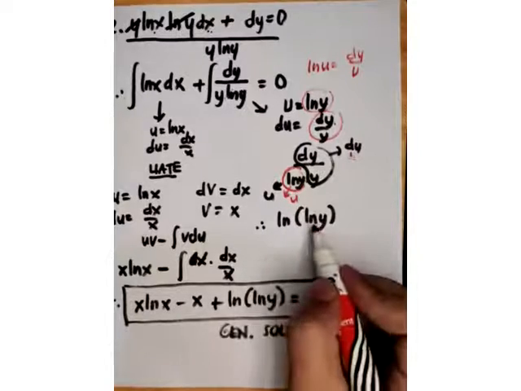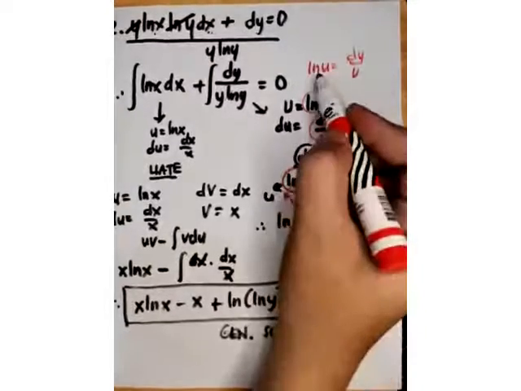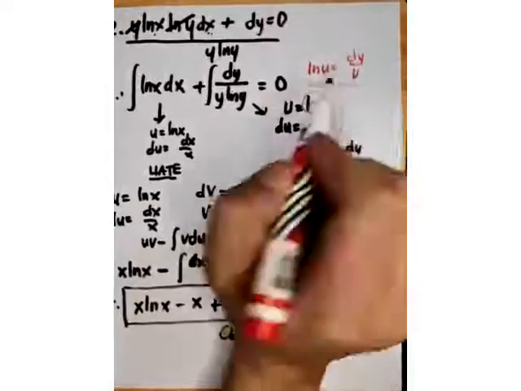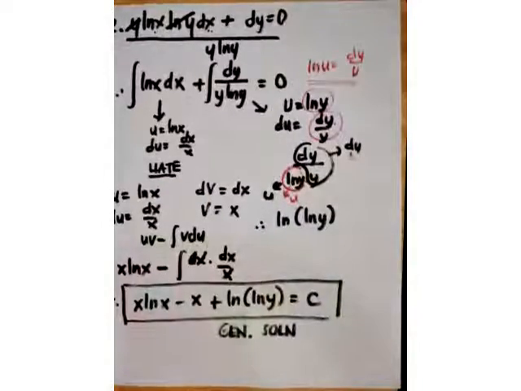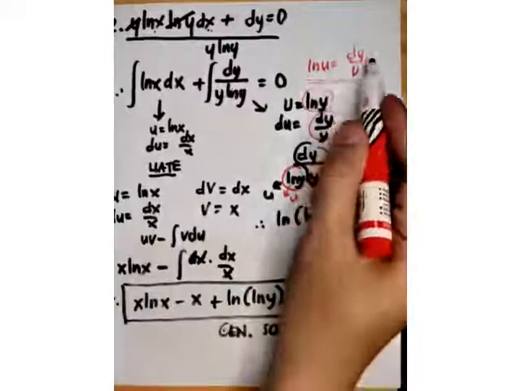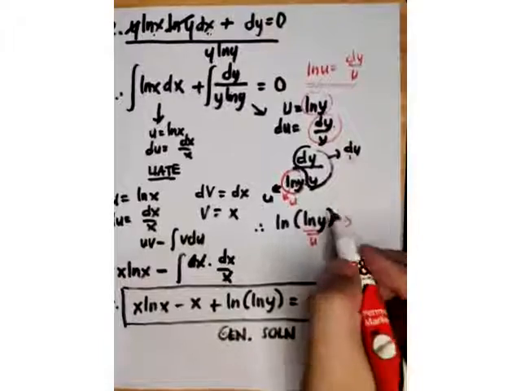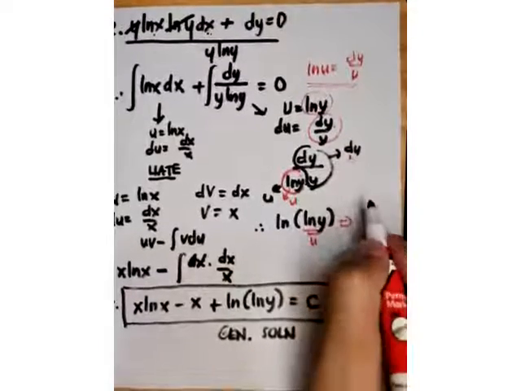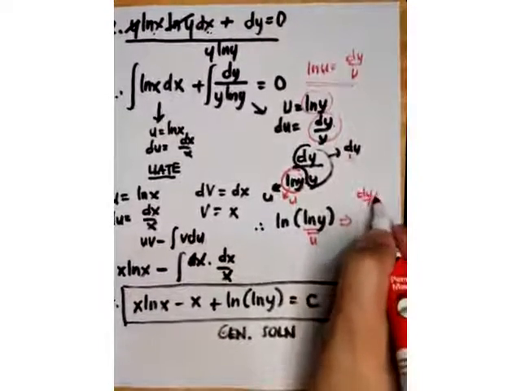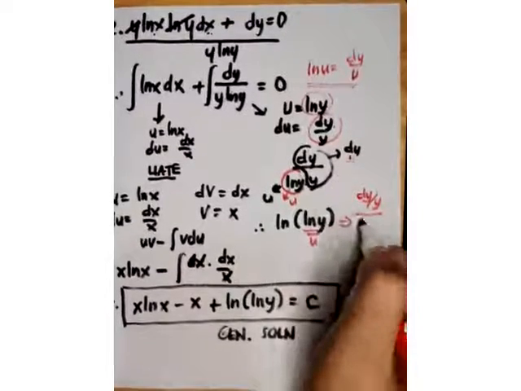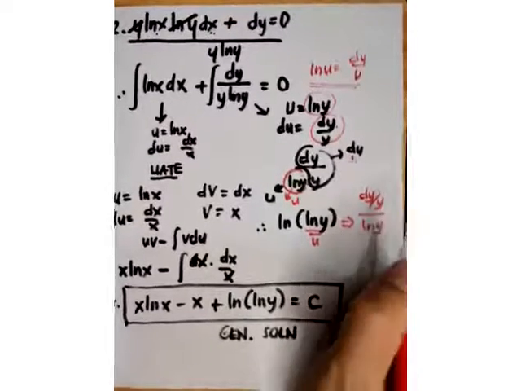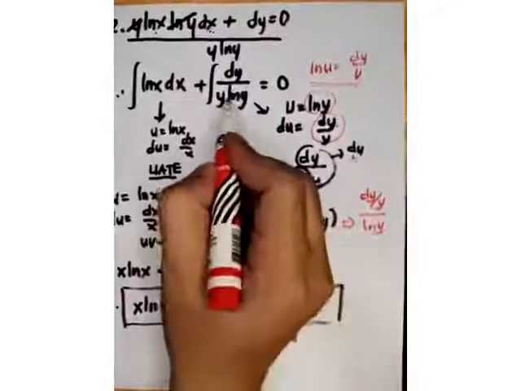Kung i-derive nyo siya, di ba ang derivative ng ln of u is equal to du over u. Ano ba yung u? Di ba ito yung u? Kung i-derive natin yan, anong derivative ng ln of y? Di ba dy over y? All over, ano yung u natin? Ln of y. Kaya, simplify natin siya, magiging siyang ganito.